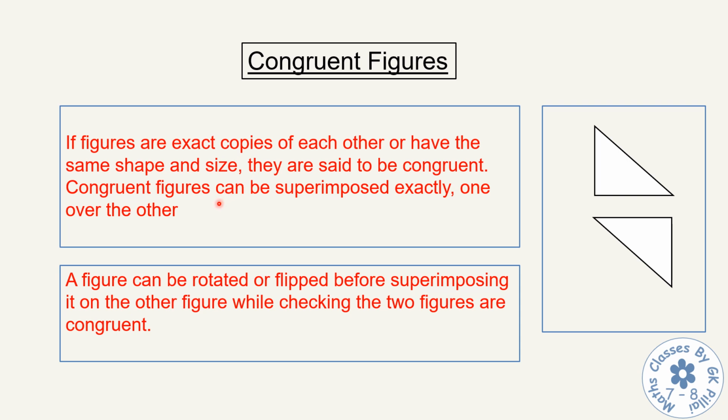And congruent figures, how you can ensure that two figures are congruent? By superimposing exactly one over the other. Take a trace copy of this, place it over this, both should exactly coincide. Here I have mentioned about this. This is not an important statement. A figure can be rotated or flipped before superimposing it on the other figure while checking the two figures are congruent.